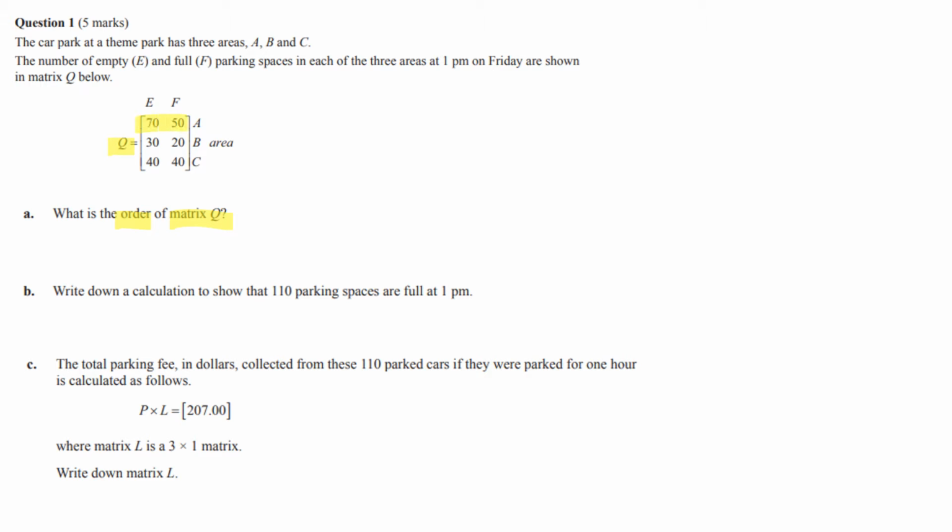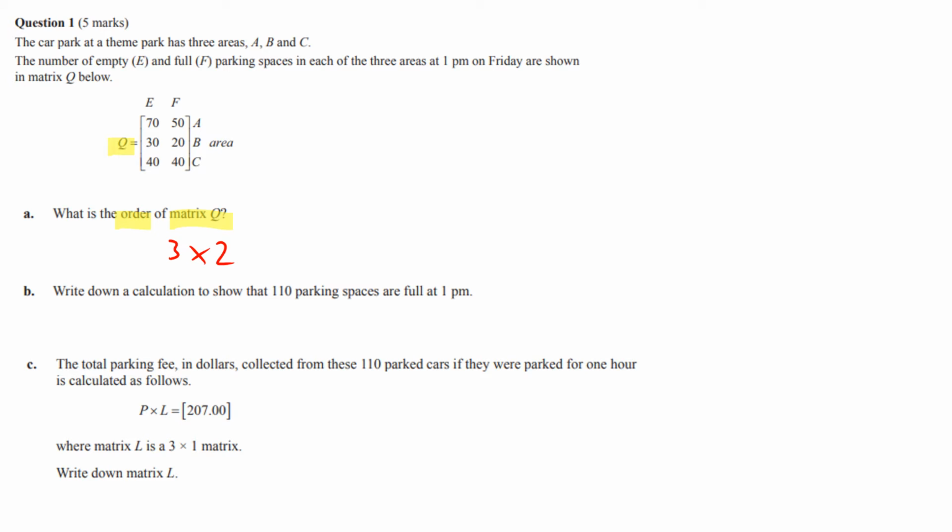Here's Q. We've got 1, 2, 3 rows, and we've got 2 columns, so it is a 3 by 2. Some people still seem to get the things mixed up with rows and columns, but 1 in 20 kids couldn't get that right.